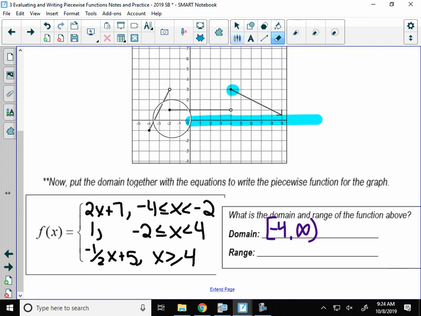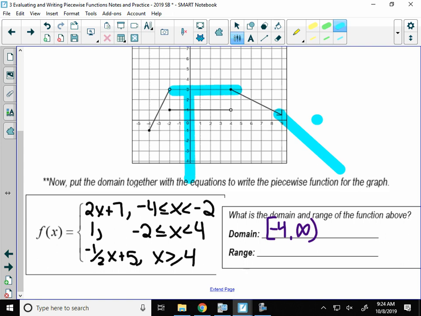If I look at the range, the arrow here, it's tricky. This arrow is going down forever. So I'm actually coming from -infinity up, and the highest value on my graph is at 3. There's a closed dot there, so there is a value. So my range goes from -infinity up to 3 with a bracket.